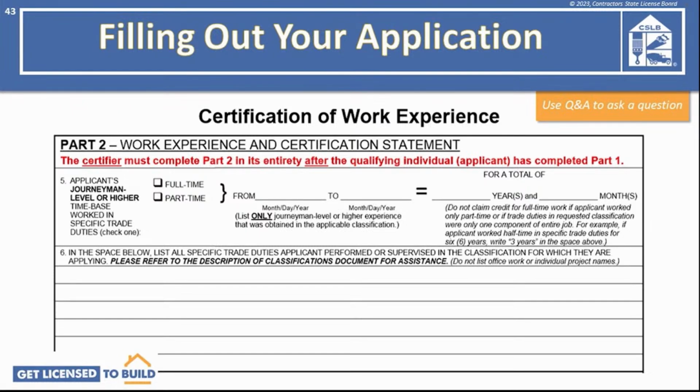On line 6, your certifier will need to list the duties that you performed or supervised that are considered relatable for the classification that you are applying for. You can read a description of trade duties in CSLB's Description of Classifications booklet available on our website. Do not copy and paste the description from the booklet. This is only to give you an idea of what CSLB considers related trade duties for each classification.